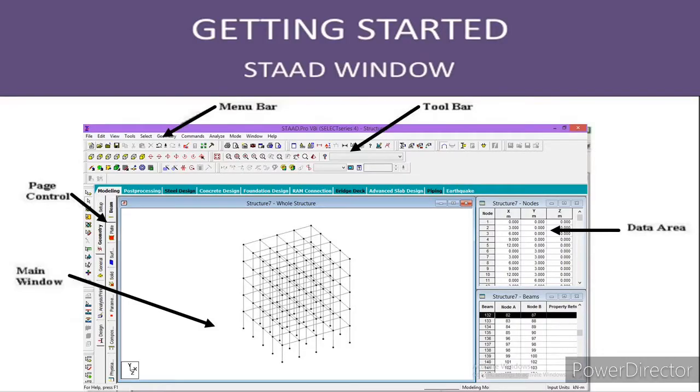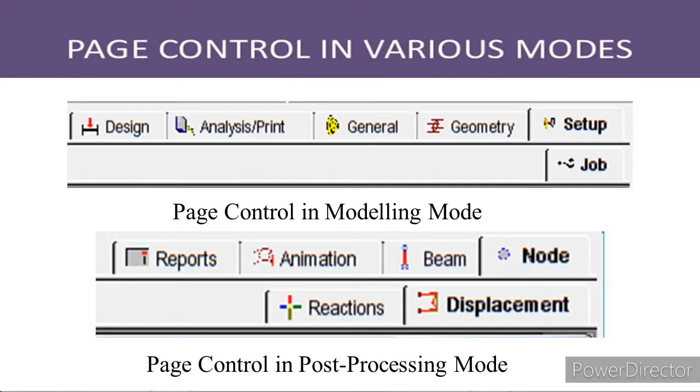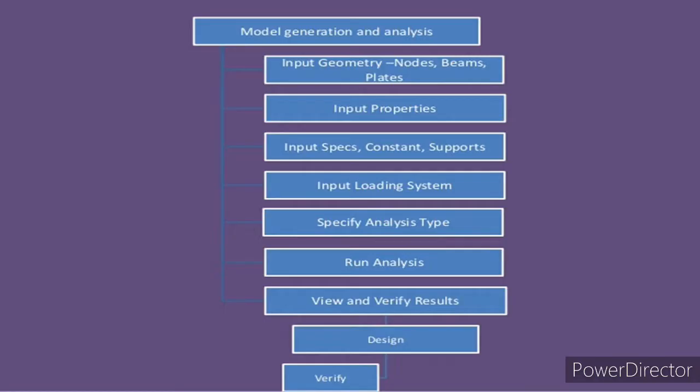STAAD window. This is the graphical interface window as discussed. Various types of cursors and selection tools: node cursor, beam cursor, plate cursor, surface cursor, solid cursor, geometry cursor. Page control in various modes. First one is page control in modeling mode. Second one is page control in post processing.